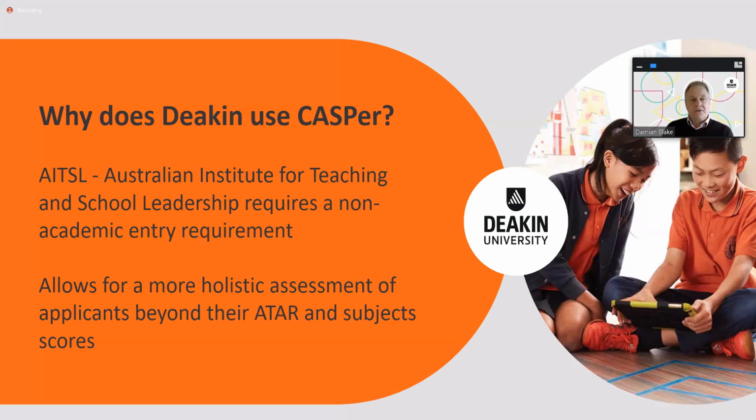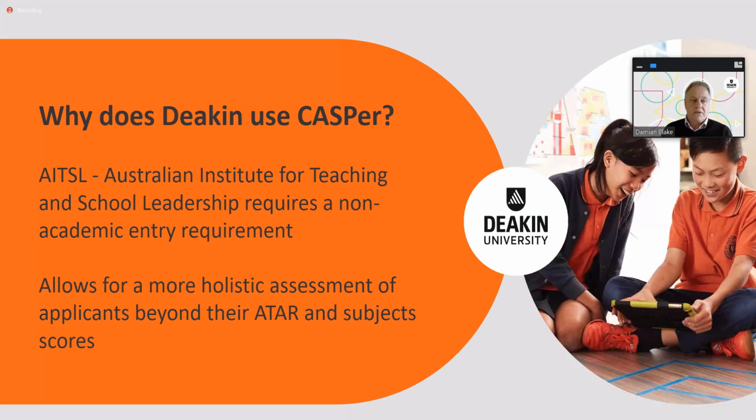So why does Deakin use the CASPer test is the question which I know you're asking. Well, the Australian Institute for Teaching and School Leadership, which is one of our national regulators, requires non-academic entry for assessing all students who are coming into teaching. In that sense, we want to be able to become registered as teachers and complete our initial teacher education program. But at the same time, we need to be able to select for the right capabilities and the right attributes for people coming into teaching. So that's what the CASPer test is all about.